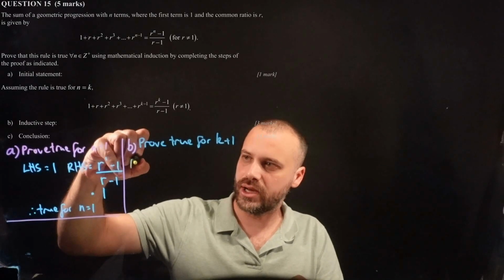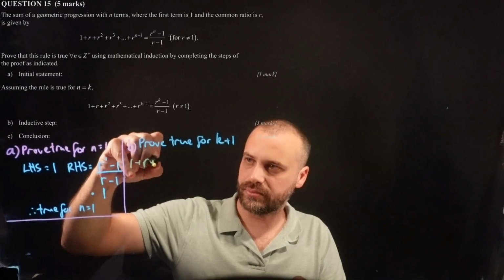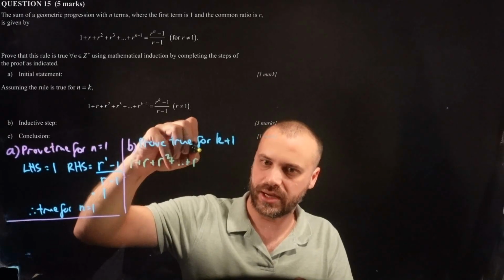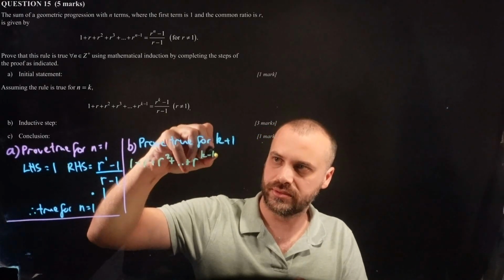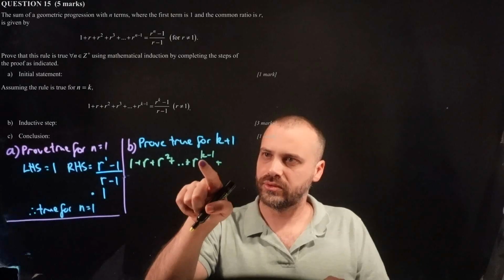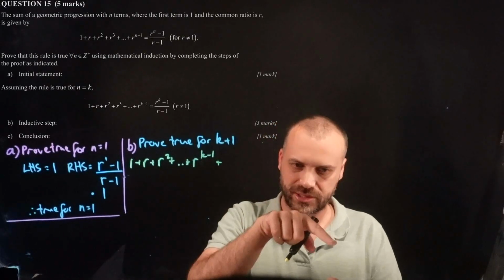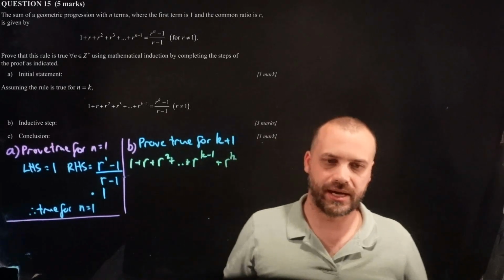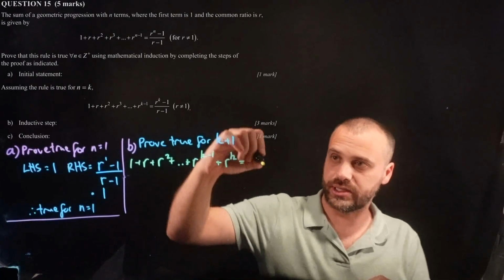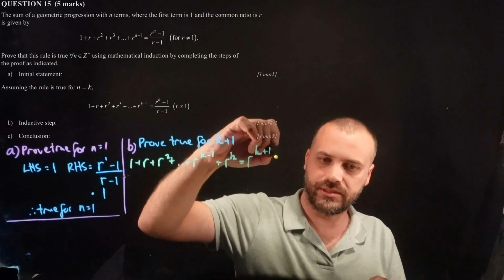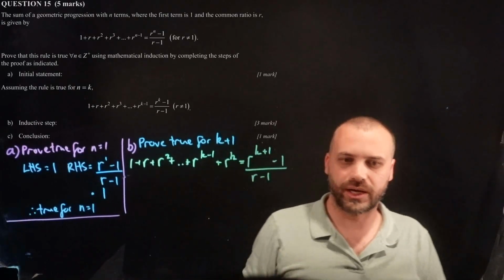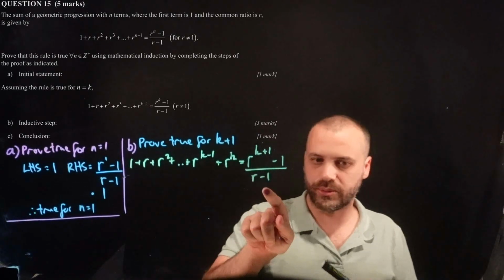So we have 1 plus r squared plus dot dot dot plus r to the k minus 1, and then we've got to add one more term. And so the next term is going to be one more, so k plus 1 minus 1, which is just k, r to the k. Alright, and then on the right hand side, we're doing this k plus 1 idea. So it's r to the k plus 1 minus 1 over r minus 1, no k there. Now this is what we're required to prove.